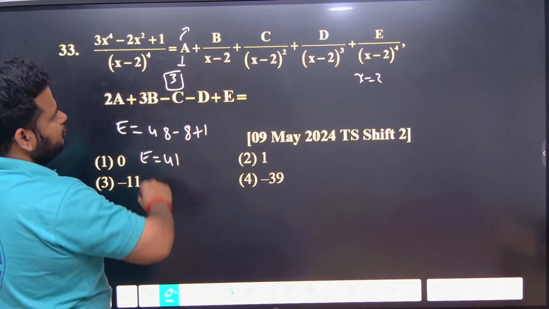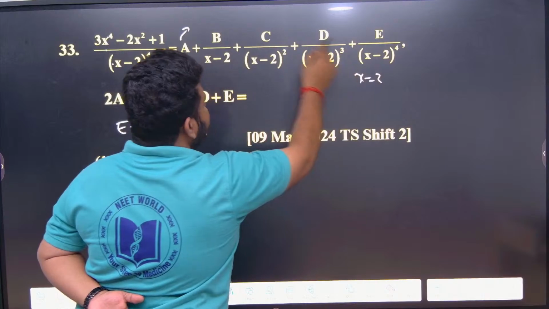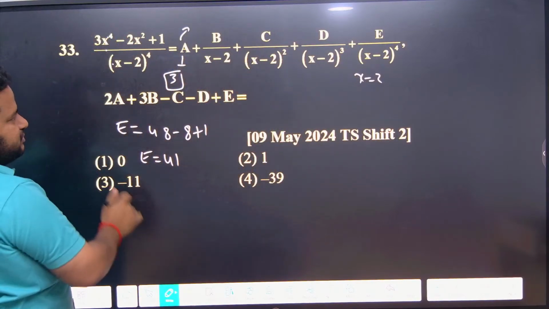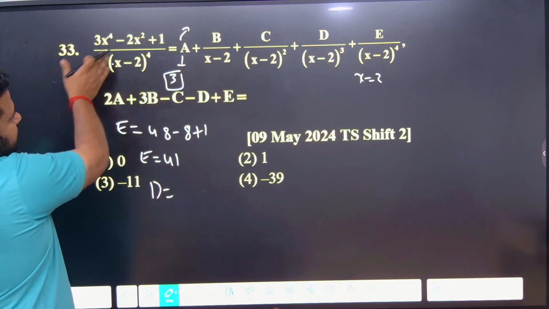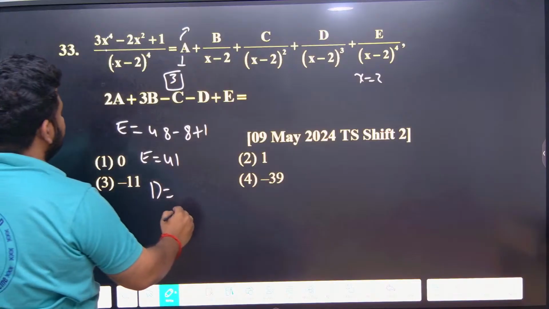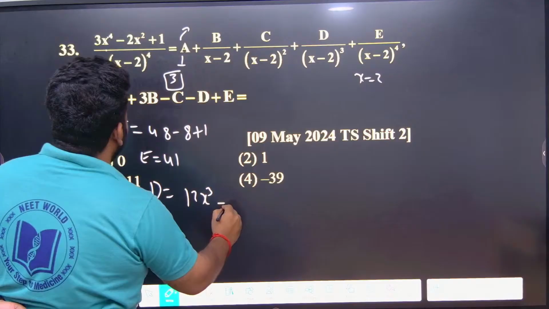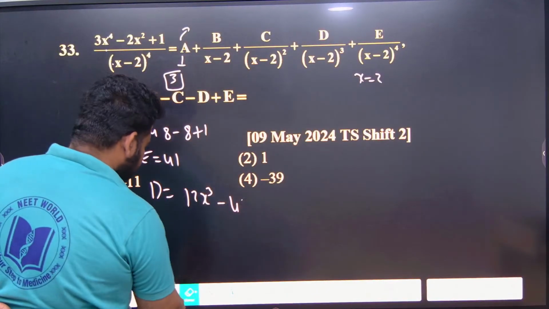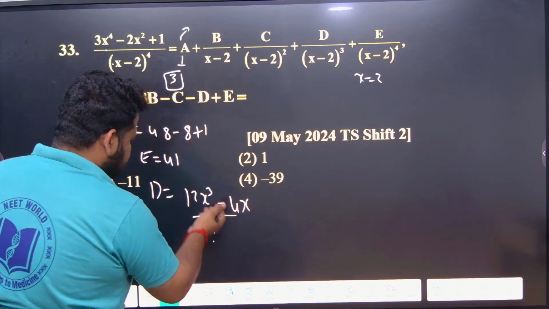If I want to find d, the power of 4 is there here, and the power of 3 is there. What I have to do is differentiate the numerator once, except this term. To get d, I remove this term and differentiate the numerator. That gives me 4 3s are 12, x cube minus 4x, divided by 1 factorial. That is nothing but 12x cube minus 4x.